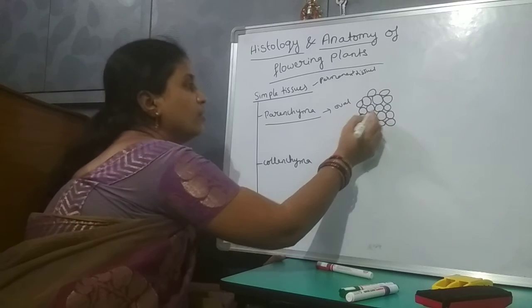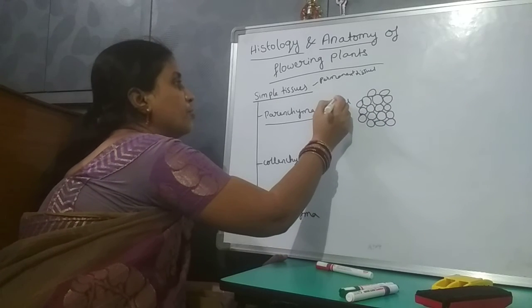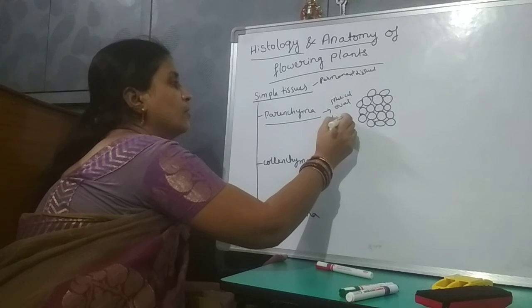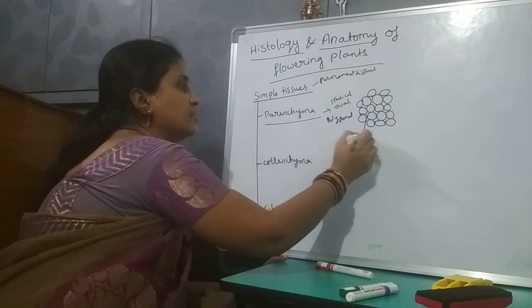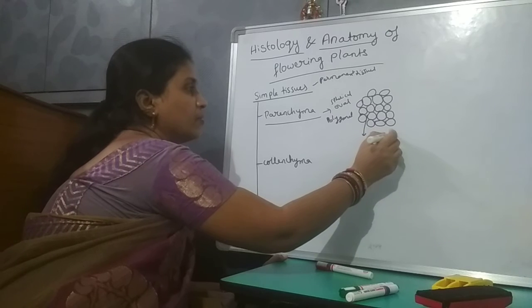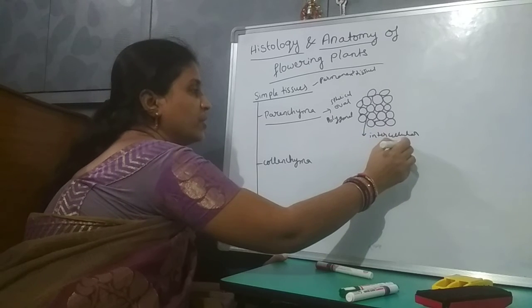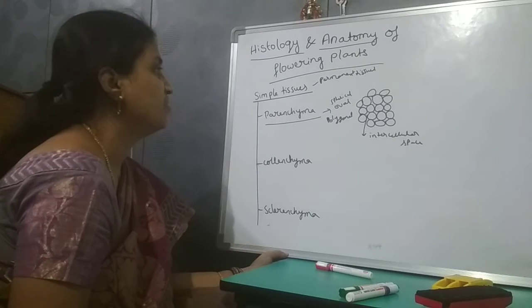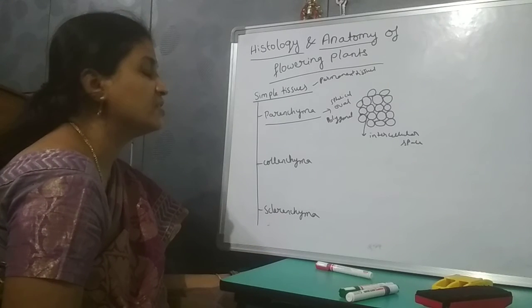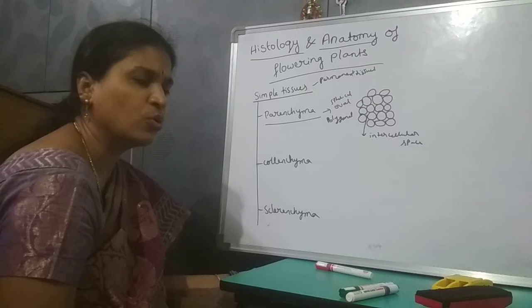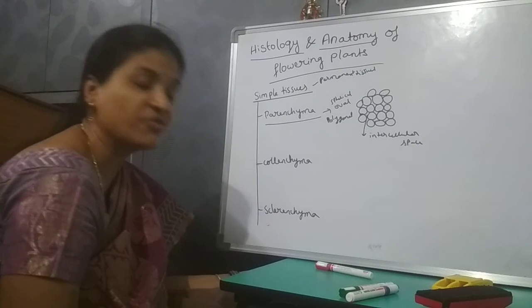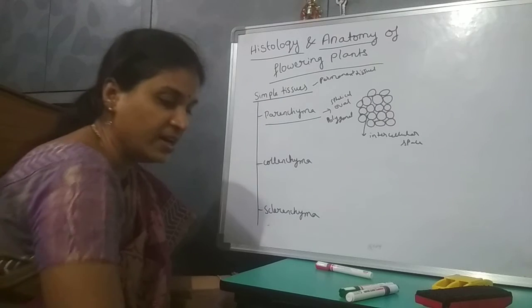Like this. Okay, these are oval, spherical, many shapes can be there, and these are the intercellular spaces. It is a living tissue, and these parenchyma cells may contain chloroplasts and perform photosynthesis. They may also perform a function of storage and secretion, like that.